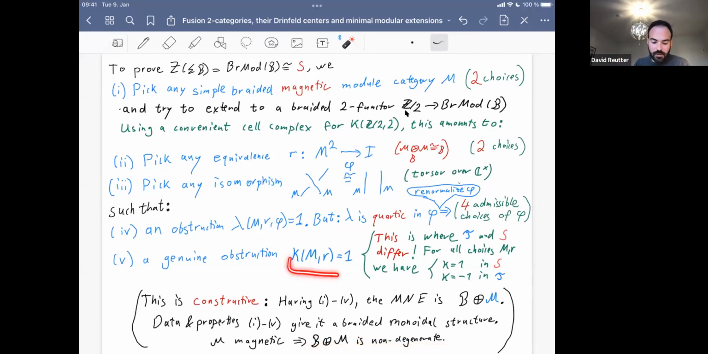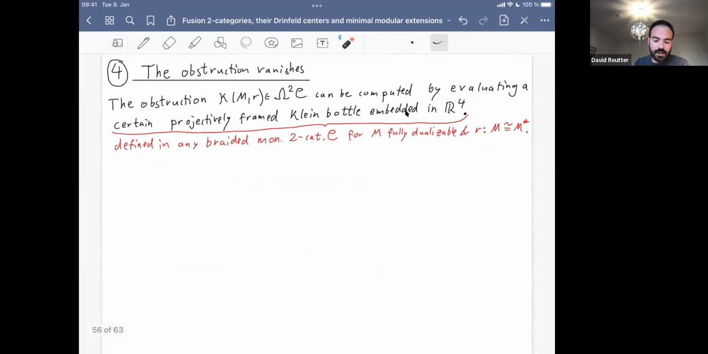Okay, so all that's left to do is to say that this is one if I'm starting with a braided magnetic module category. So if I'm starting with an object in sigma B. And the way to do this is that you have to figure out what this obstruction is, how to compute it. And it turns out that this can be computed by evaluating, in terms of this graphical calculus, but geometrically what it is, you have to evaluate a certain projectively framed Klein bottle, which is embedded in R4.